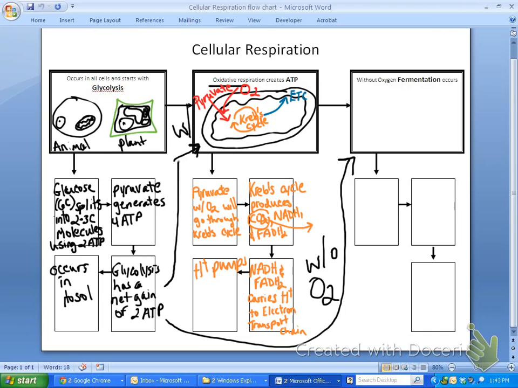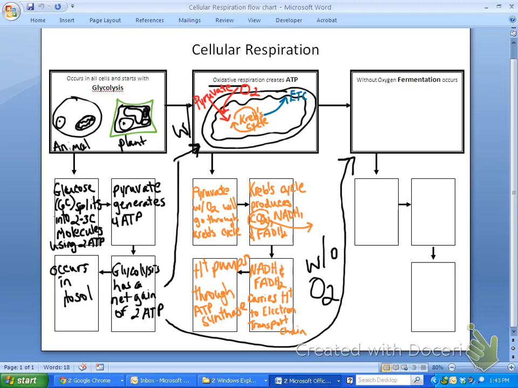What does that say? The hydrogen pumps through. Is that a hydrogen molecule? Yep. Hydrogen ion. Hydrogen pumps through the ATP synthase.